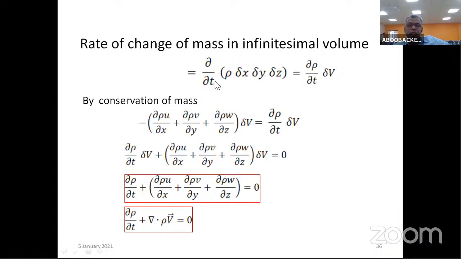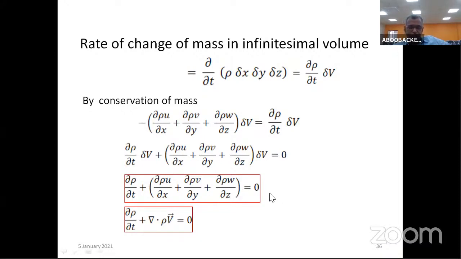the conservation of mass equation, that is dou by dou t. This is the change within the volume. Delta x, delta y, delta z is the volume, and the density gives the mass. So the rate of change of mass is dou by dou t of rho dV. Conservation of mass means the change within the system is equal to the incoming. So equating this, we will have this. And if we come back to vector form, it is dou by dou t of rho plus del dot rho V is equal to zero. So this is the vector form of the conservation of mass equation, and this is its scalar expanded form.